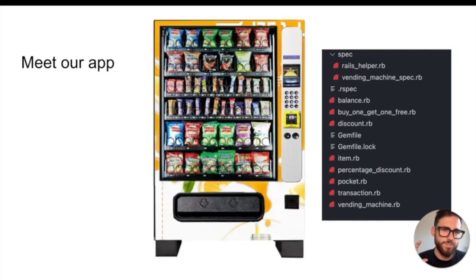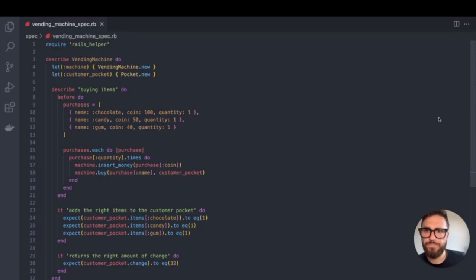Gem file, which is extremely tight, just has 2 gems in it. We have the discount superclass, buy one, get one free, another discount strategy class. We have the balance, which of course represents the funds that the customer has inside the machine. And then we have the vending machine spec itself.